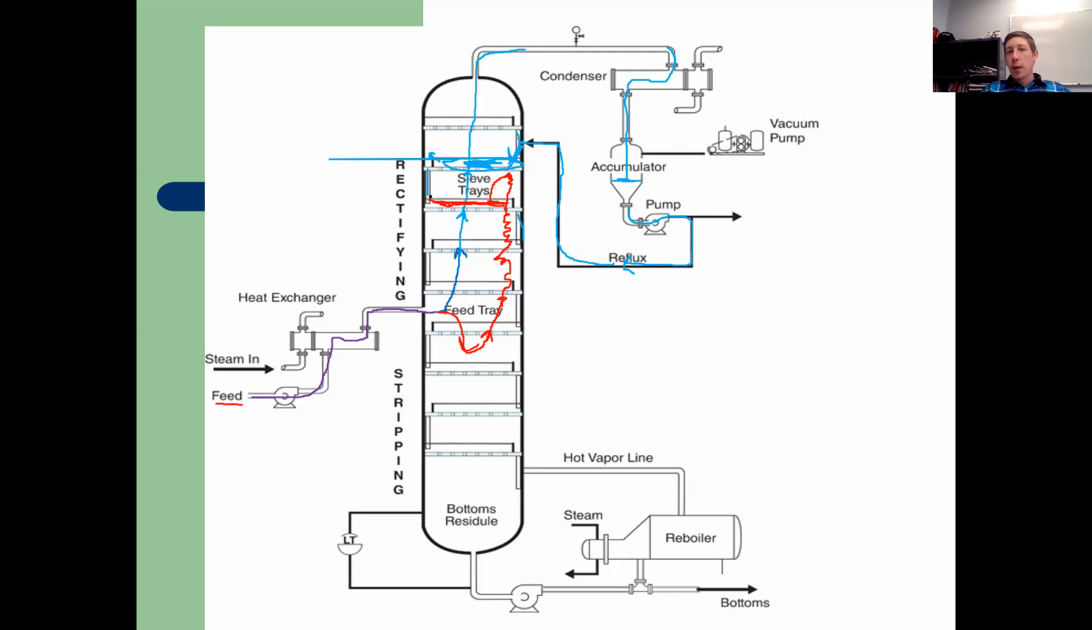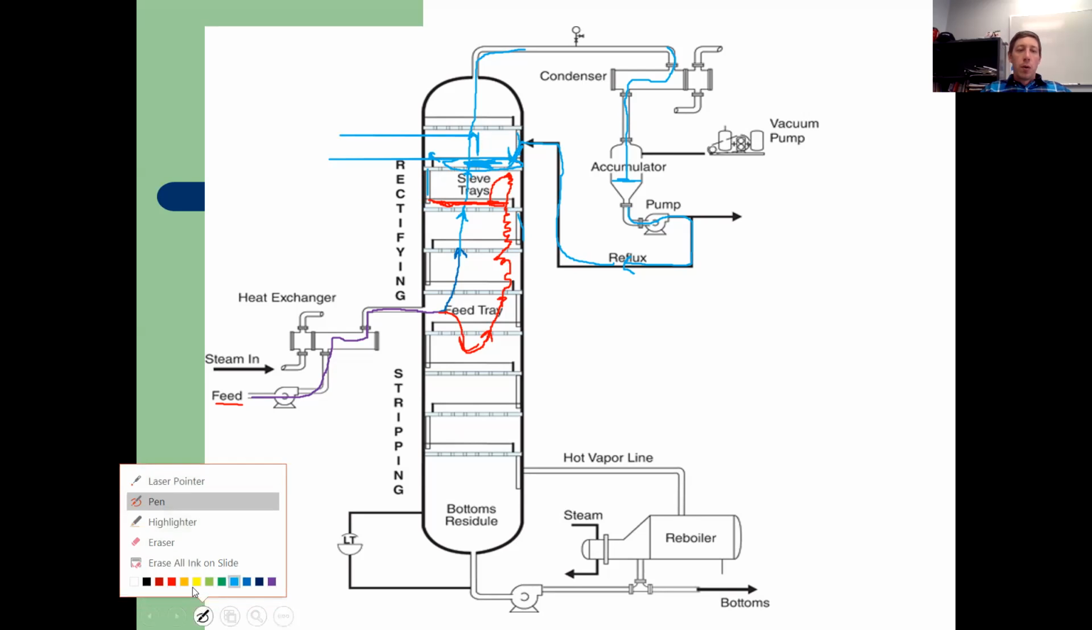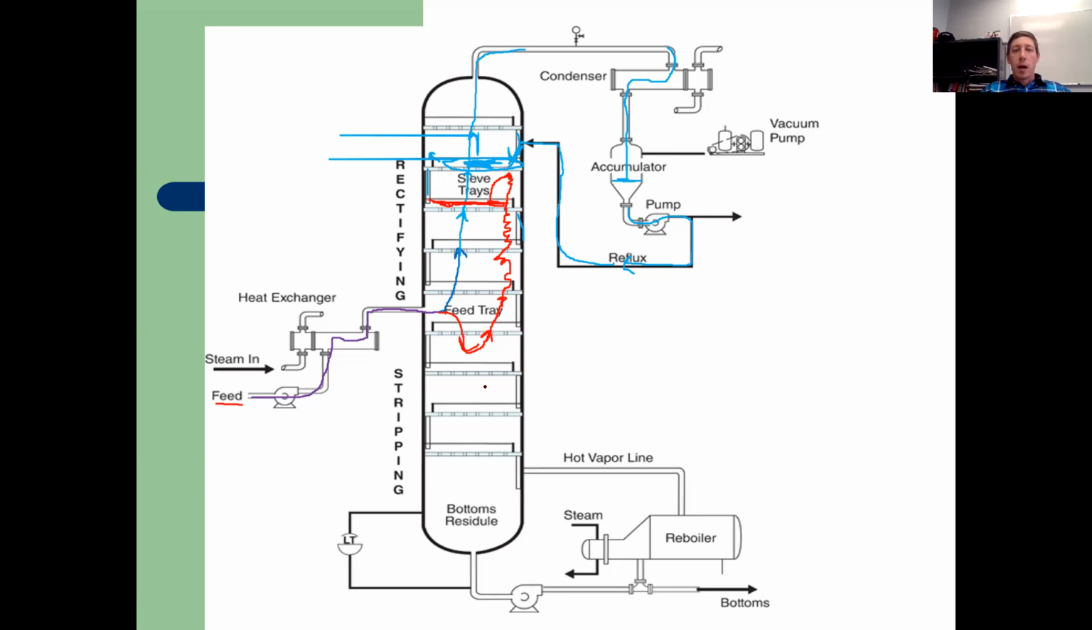Right? And so some of this light product is going to be in its vapor state, and it's going to want to go up to the top of the column, but then some of it's going to be in its liquid state, and it's going to want to work its way towards the bottom of the column. Now, along with that light material going to the bottom of the column, we have this heavy material going to the bottom of the column.